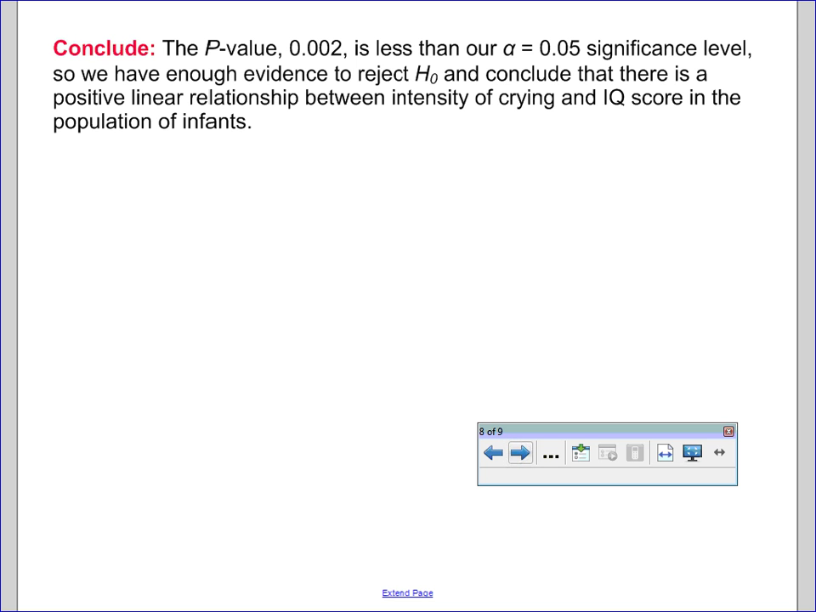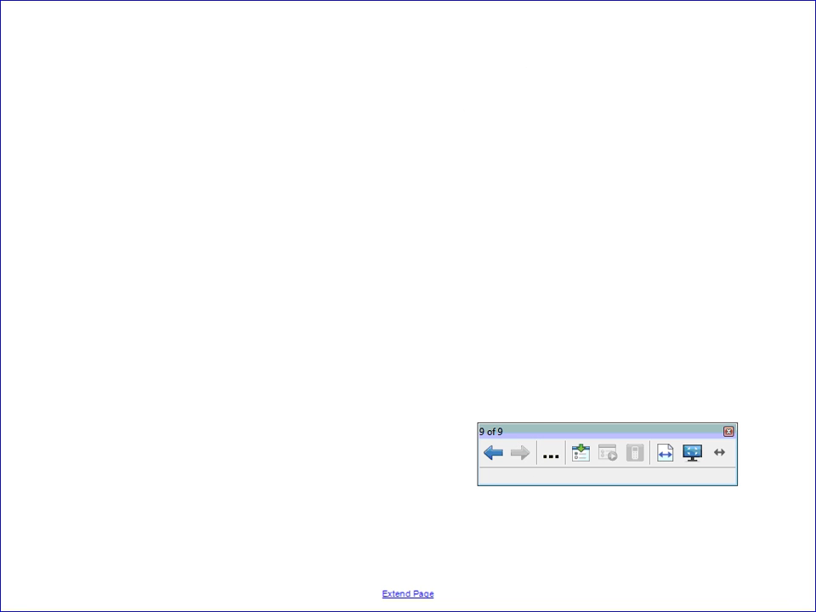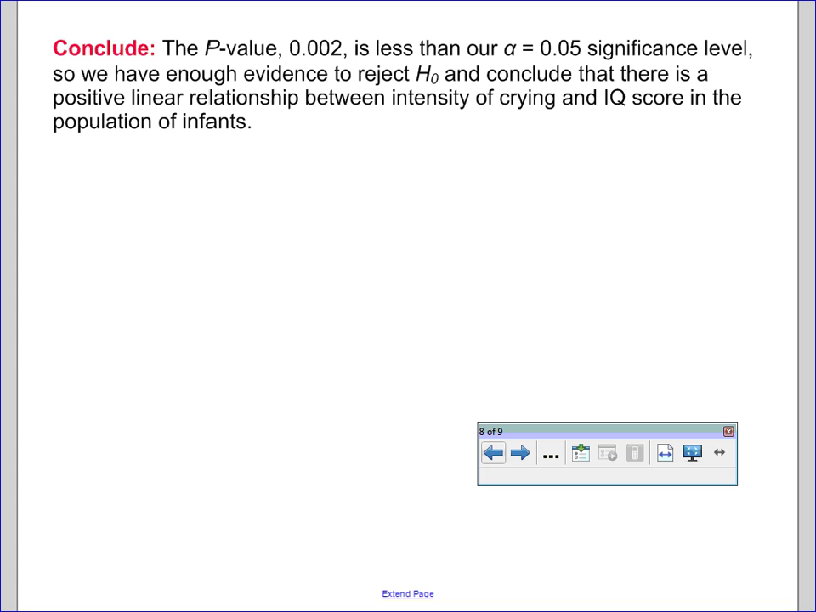So we conclude the 0.02 value is less than the stated alpha, and that there is a positive linear relationship between the intensity of crying and the IQ score in the population of infants. It's important to remember, though, that showing correlation does not show causality.